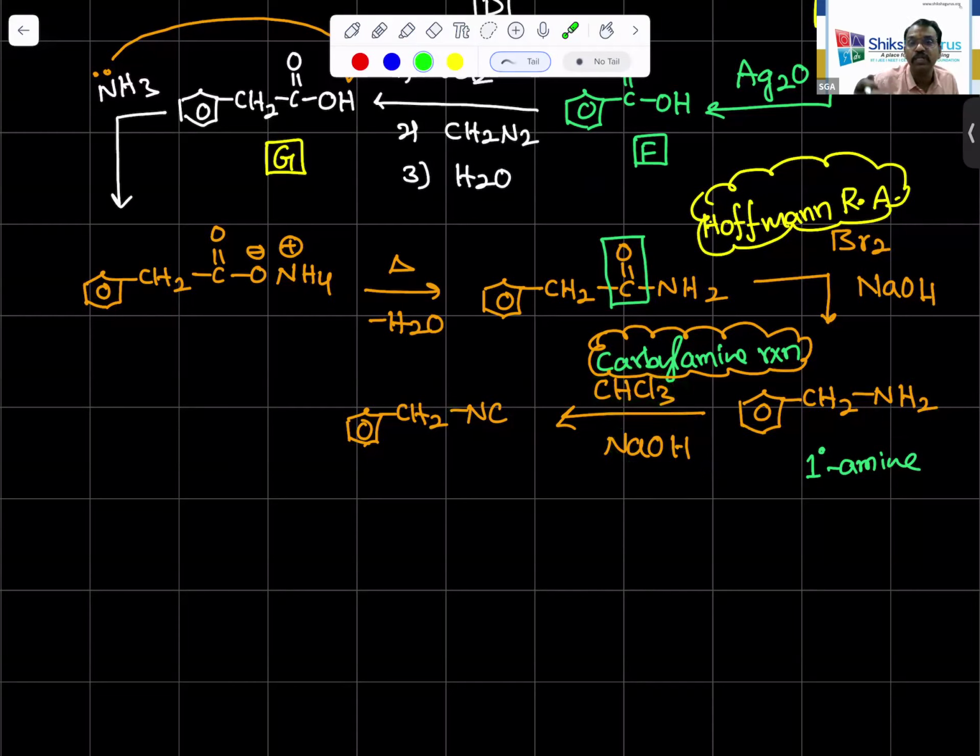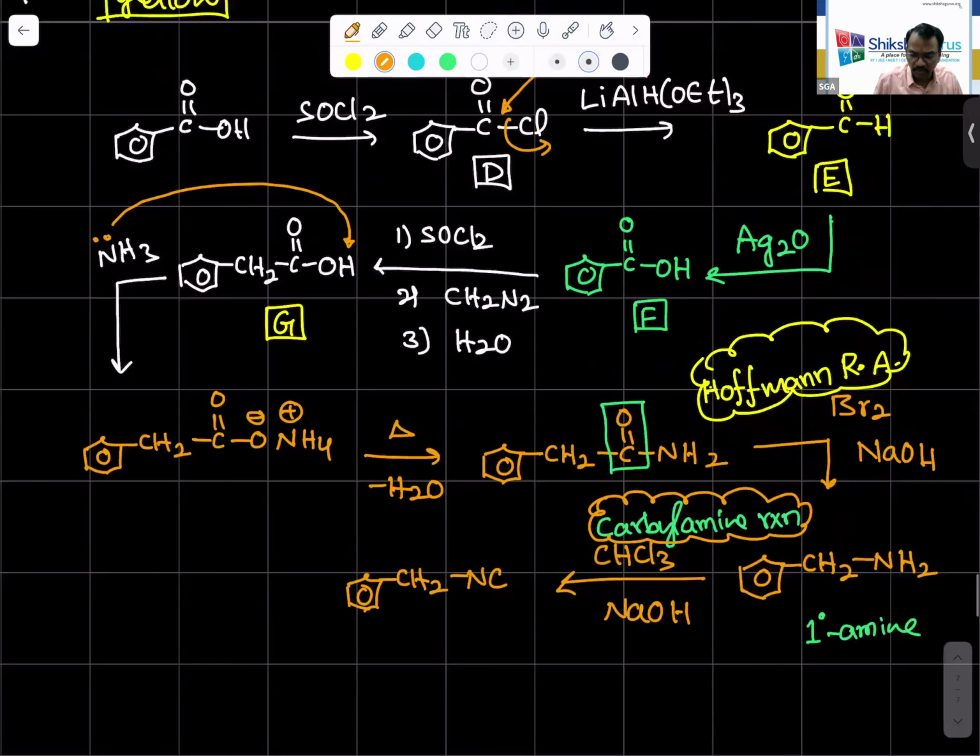How would you know whether isocyanide is formed or not? It is a foul smelling liquid. It is impossible to inhale that smell. Very irritating smell, very bad smell. Formation of this foul smelling liquid indicates that isocyanide is formed. It is called the carbylamine test or carbylamine reaction.